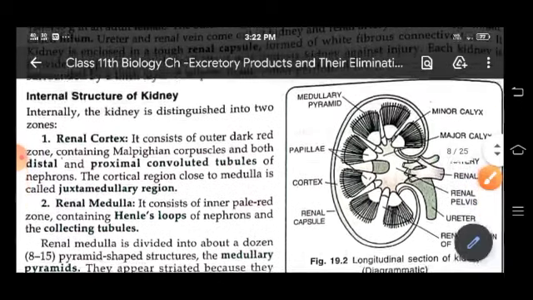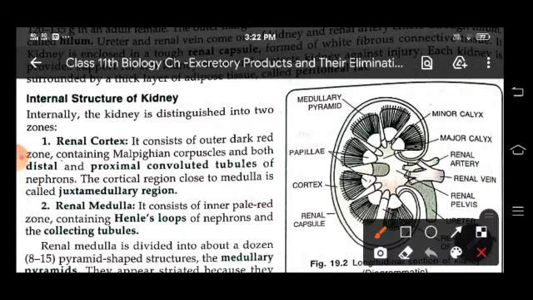Now here, children, it is the longitudinal section of the kidney. Here see the cortex part and the medulla part. Now this is the minor calyx and the major calyx. Now the renal artery and renal vein. The renal artery brings blood to the kidney, and the renal vein takes blood from the kidney. Now the renal pelvis, from where the urine passes from the kidney to the ureter and then to the urinary bladder.